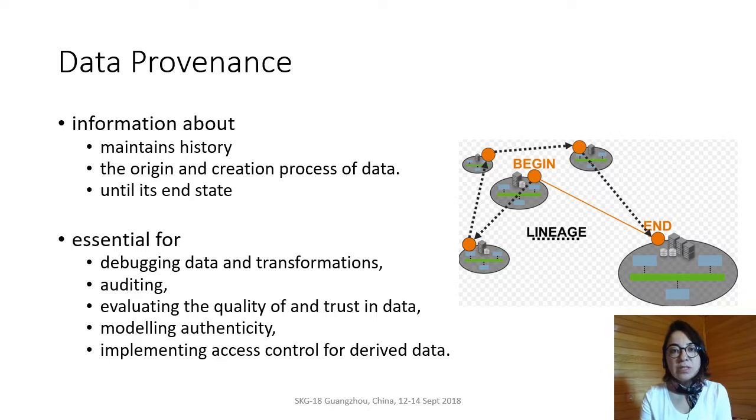Provenance data consists of the lineage of a data item from its creation until its end state by maintaining its history. As a historical record of the derivation of data, provenance is useful for debugging data and transformations, auditing, evaluating the quality of and trust in data, modeling authenticity, and implementing access control for derived data.